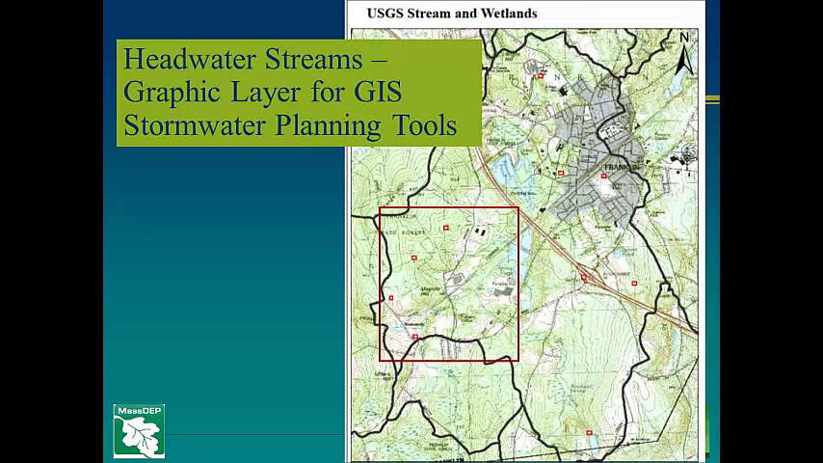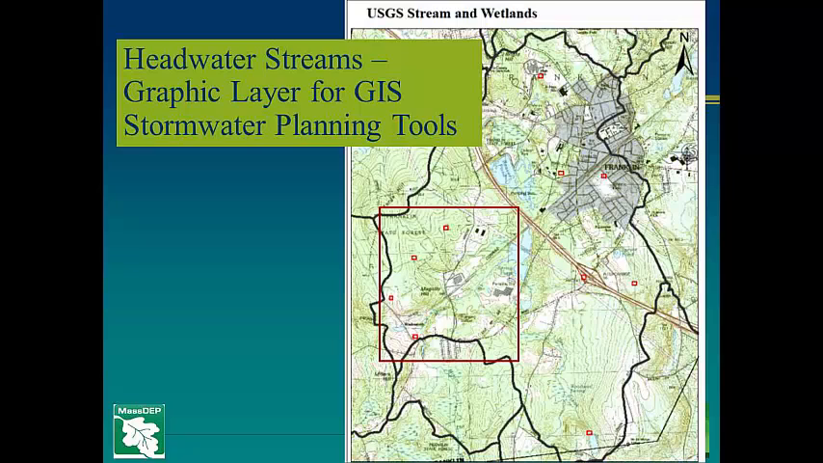EPA defines headwater streams as the uppermost streams in the river network furthest from the river's endpoint or confluence with another stream. They are the smallest parts of river and stream networks, typically first and second order streams. For this project, and for purposes of developing the GIS planning tools, headwater streams are upgradient of the first order streams depicted on the 1 to 25,000 scale USGS maps.